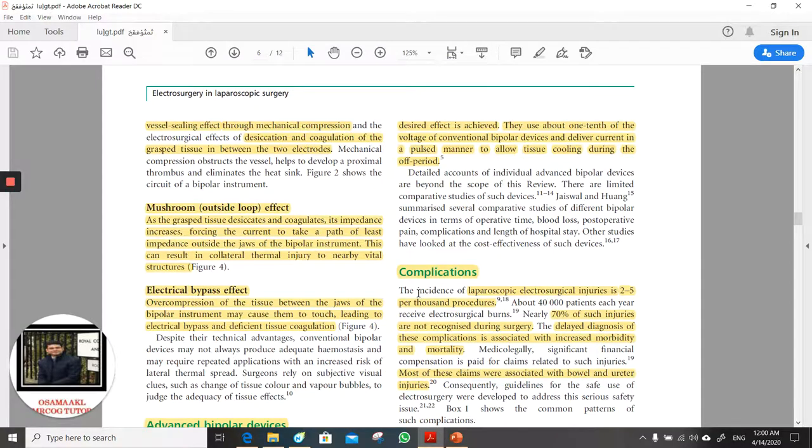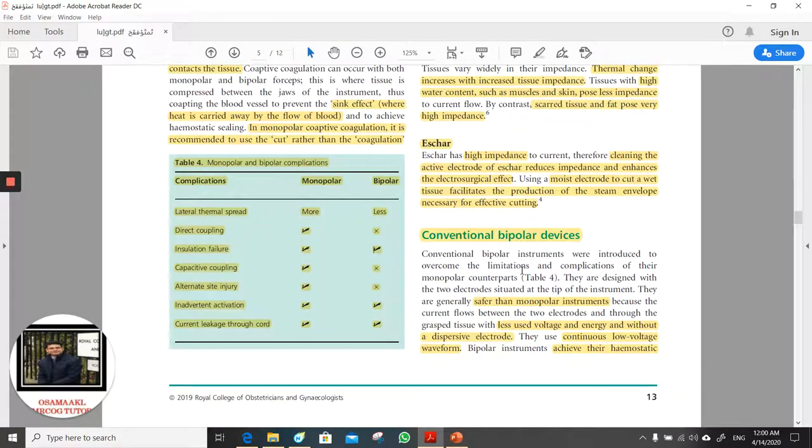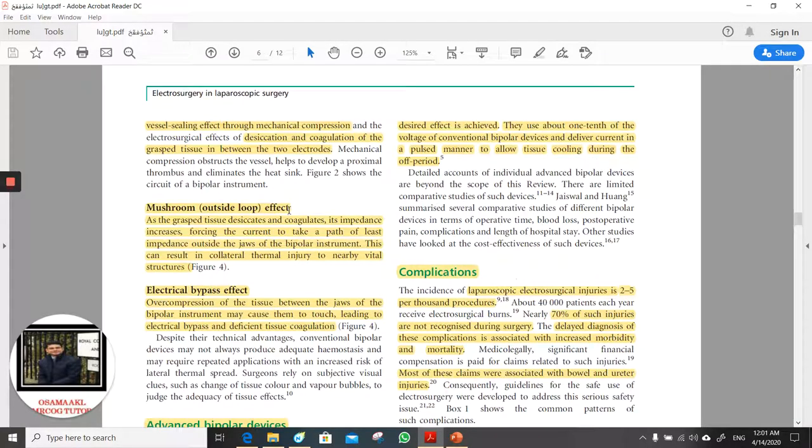Okay, what about bipolar? We said bipolar is more safe, but it can have some problems. This is the mushroom effect. What do you mean? We said the instrument is like forceps. So when you grasp the tissue using forceps, the electricity is applied to this specific tissue. It will be heated. Heating will lead to coagulation, so its impedance will be high. So electricity will find it easier to go to another place. What do you mean?